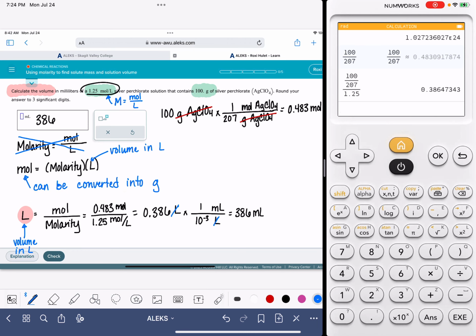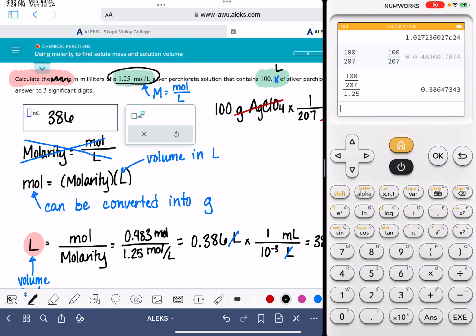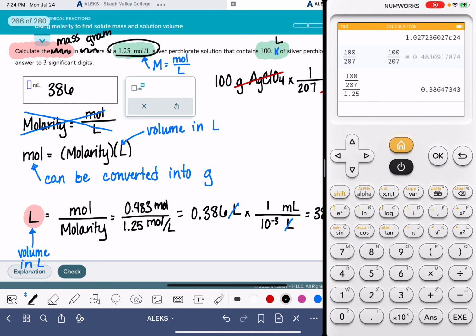Let's just pretend like I've got this version of the problem. Let's just kind of change stuff up a bit. And let's just say that instead of 100 grams, I was told that I had 100 liters, and I was being asked to calculate the mass in units of grams. So how would I set that up? I would use my molarity, 1.25 moles per liter. I would multiply it by my volume in liters. That would give me 125 moles for this particular problem. 1.25 times 100, those liter units cancel.